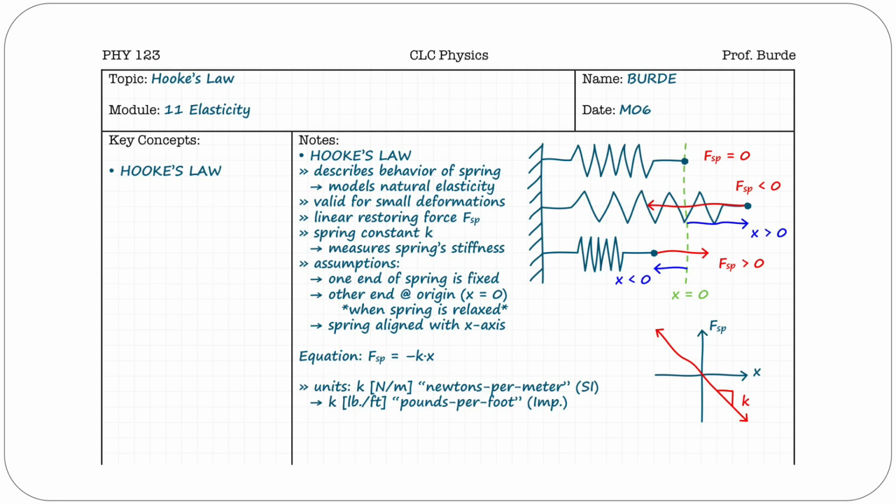Hooke's law describes a linear restoring force provided by the spring. This is a tension within the material. When the spring is relaxed, that means there's no force pulling on the spring and there's no spring force responding to it. Therefore, the spring is in its equilibrium state, or at its natural length.